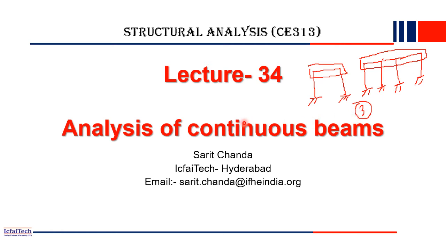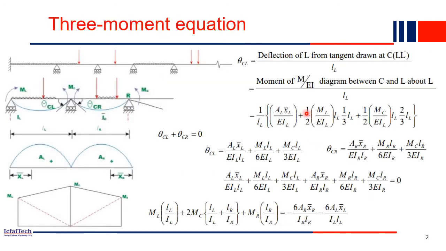But in reality, most beams are continuous beams. So beams are continuing from one bay to another bay. This makes the structure an indeterminate structure. So let's discuss more about determinacy and indeterminacy. Here in this problem, we'll discuss the three moment equation to calculate the indeterminate structure.